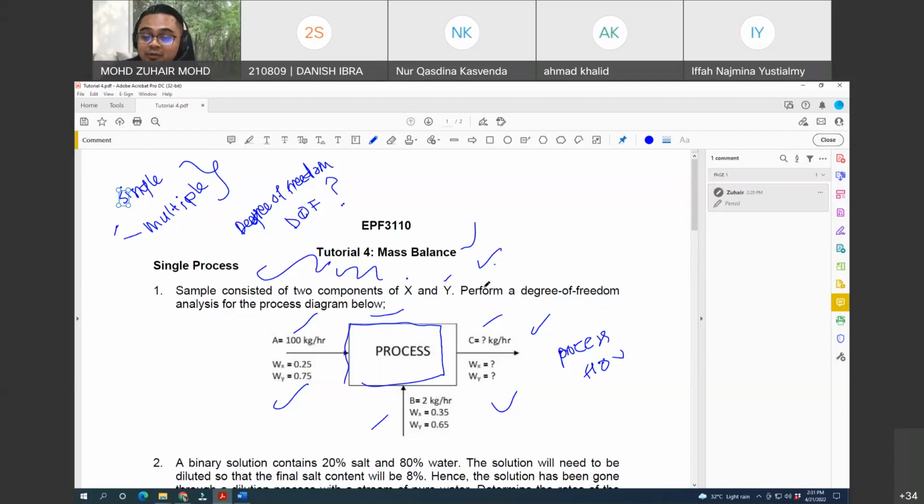Okay, so for test 2 and the final exam, cannot. Now, the final exam is already arranged by the academic office. So they already set the timetable accordingly. So we cannot do any adjustment. We just need to follow. But for test 1 and test 2, normally it's up to the lecturer to do the arrangement.